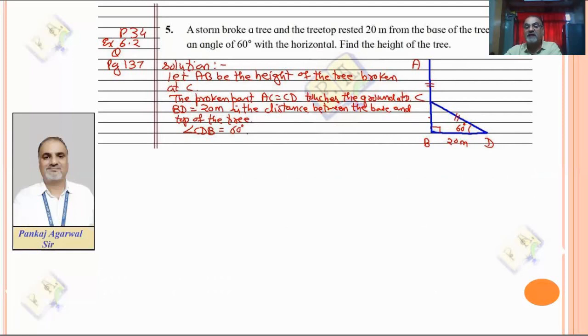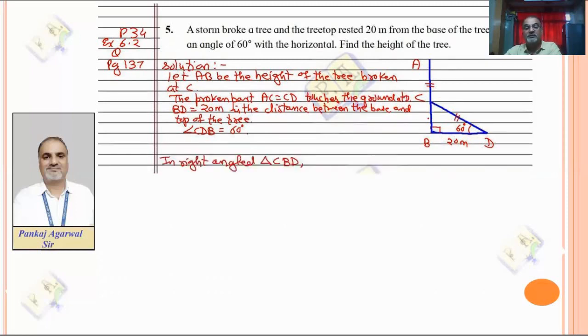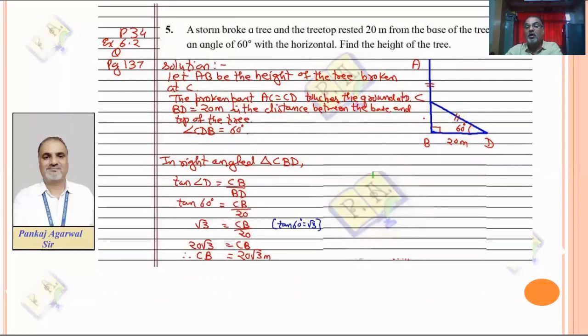They want us to find the height of the tree AB, which is actually made up of AC and CB. I mean to say CB and CD. So we know the base, that is the adjacent side. We have to find opposite side and hypotenuse. So in right angle triangle CBD, to find the opposite side, I'll use tan theta. So tan angle D is CB upon BD. So tan 60 degrees CB upon 20. Tan 60 degrees root 3. So after calculation, CB is 20 root 3 meters.